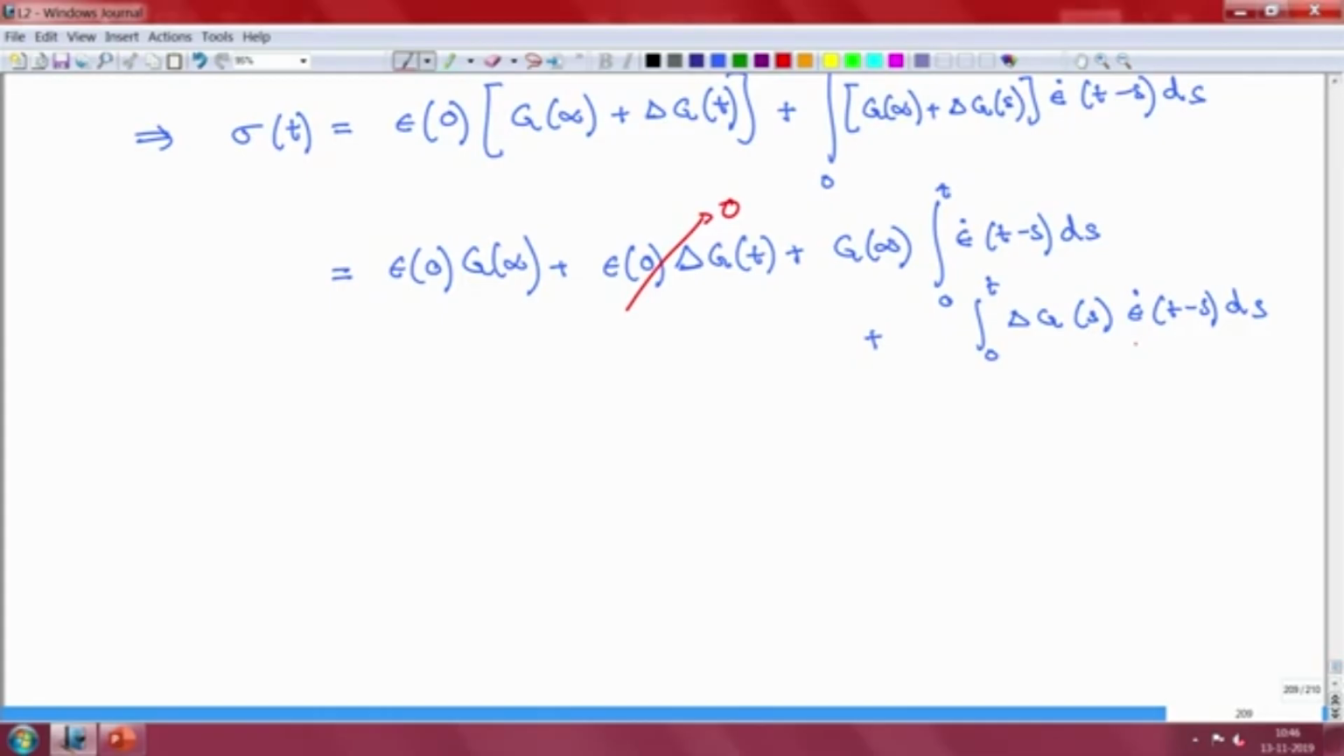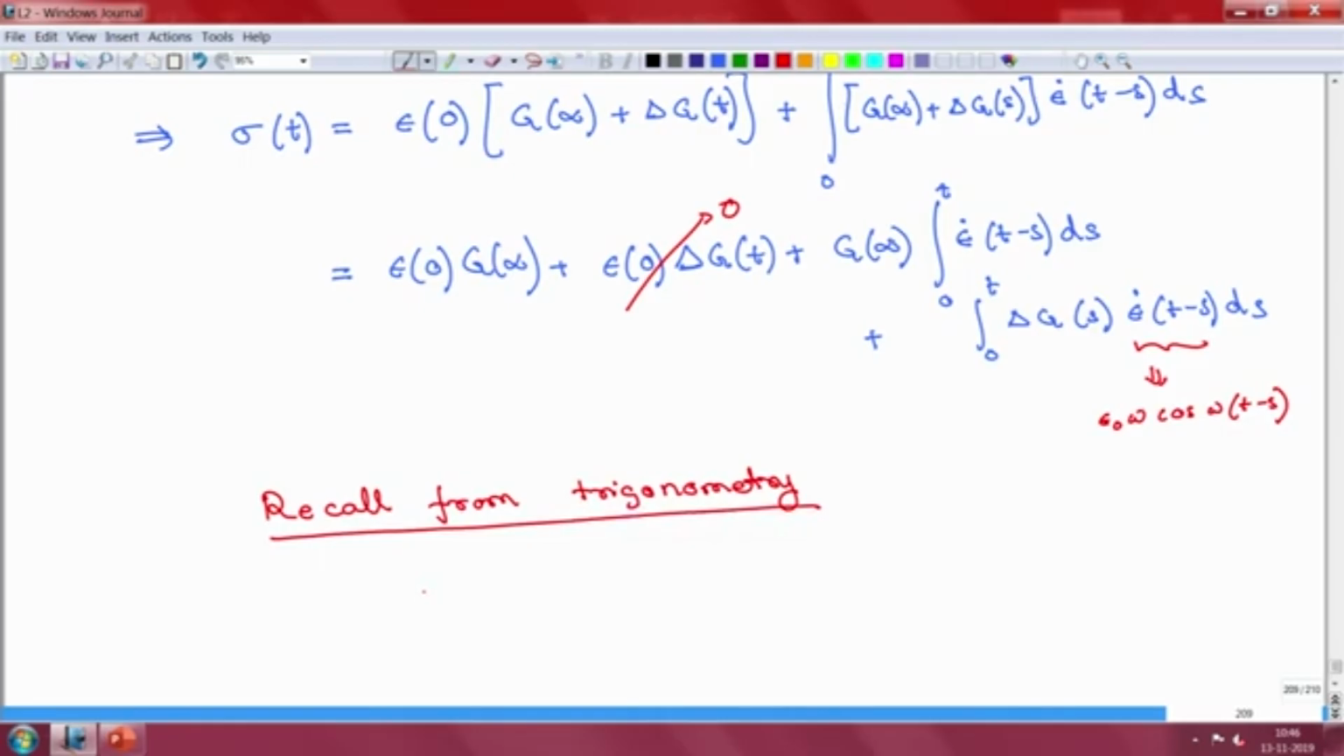Now, here this term is going to be a cosine term. So, if I use my previous expression, this is now going to be epsilon naught omega cosine of omega t minus s. So, I will have to expand this particular term over here. We have to recall from trigonometry that cos of a plus b is equal to cosine a times cosine b minus sine a into sine b.